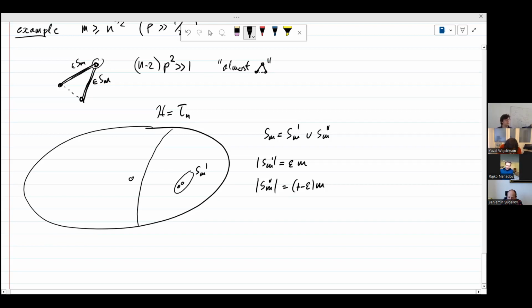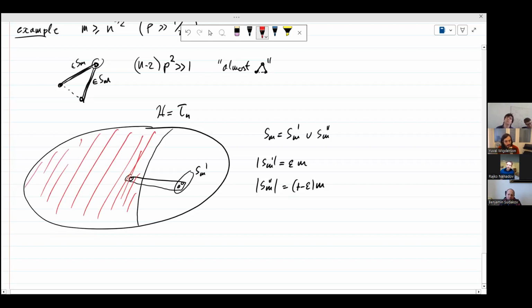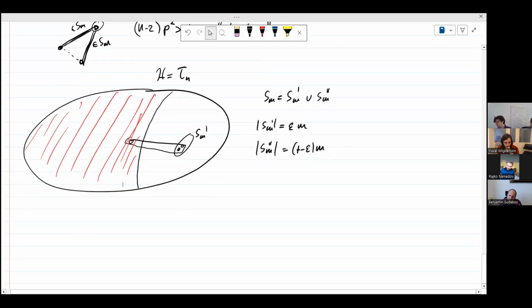Anyhow, what I was saying: we take this set Sm prime, the little one, and then we look at all the vertices which form a hyperedge with two vertices from Sm prime. Now, if you think about this case of triangles, just to give you an intuition why we should expect this, most of the vertices of my hypergraph should form a hyperedge with two vertices from Sm prime.